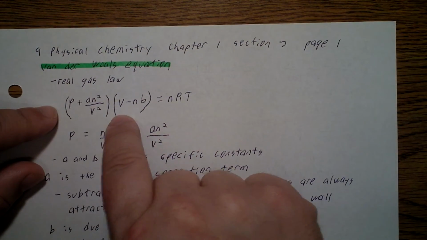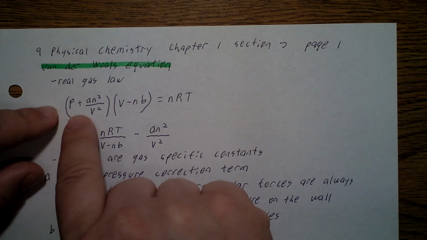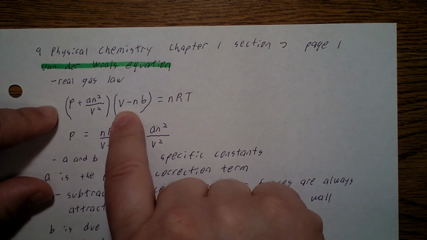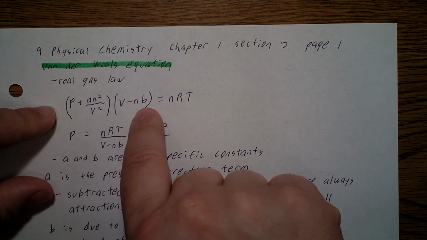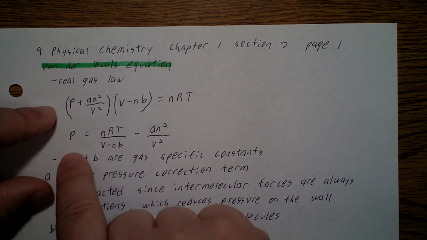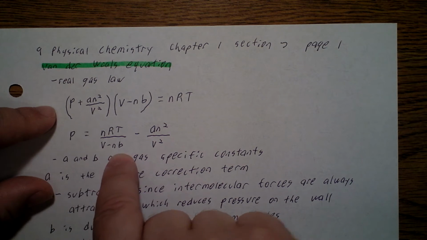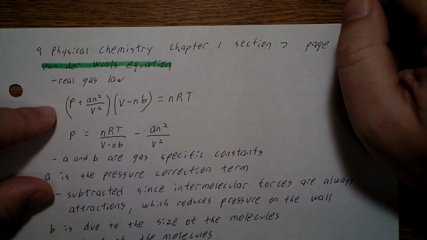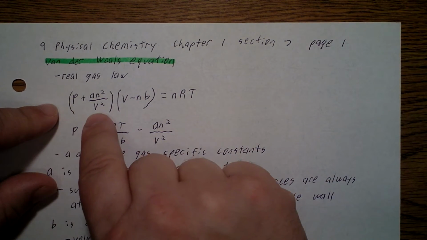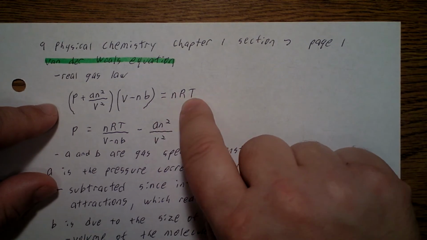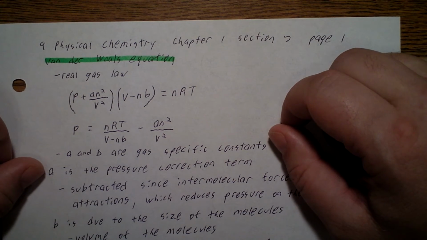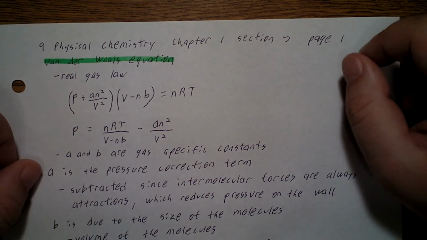So instead of just PV equals nRT, we have (P plus an^2 divided by V^2), this is still volume, times (V minus nb), that's the lowercase n, lowercase b, equals nRT. Or solving that for pressure, we get P equals nRT over (V minus nb) minus an^2 over V^2. So these symbols all mean the same thing as before. P is pressure, V is volume, n is the number of moles, R is the gas constant, and T is temperature. But a and b are gas-specific constants because not all gases behave exactly the same.